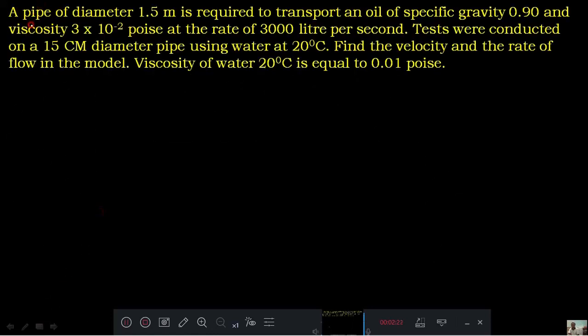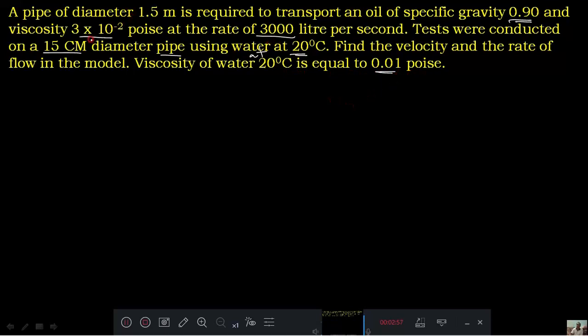Here you can see: a pipe of diameter 1.5 meter is required to transport an oil of specific gravity 0.9 and viscosity 3 into 10 raised to minus 2 poise at a rate of 3000 liters per second. Tests were conducted on a 15 centimeter diameter pipe using water at 20 degrees centigrade. Find the velocity and rate of flow in the model. The viscosity of water at 20 degrees centigrade is equal to 0.01 poise.